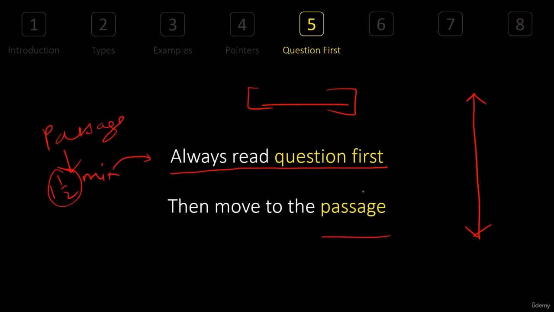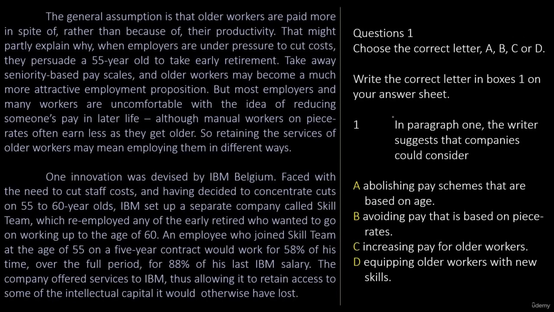Okay, now if you look here, we shouldn't go here first, we should go here first. That is question 1. In paragraph 1, the writer suggests that the company could consider these, right? Now once you read this question, then move to the passage. Because the question says clearly, all you have to do is find what the companies could consider, based on the writer in paragraph 1.